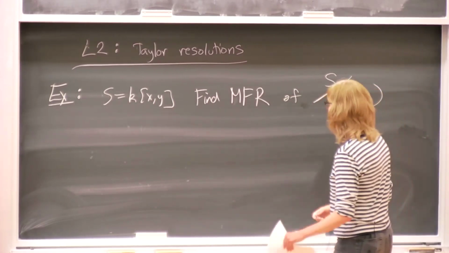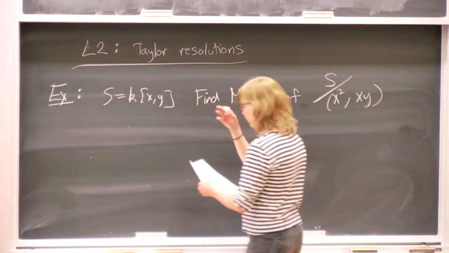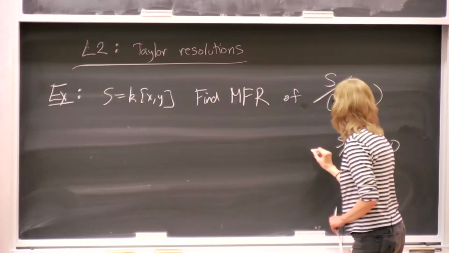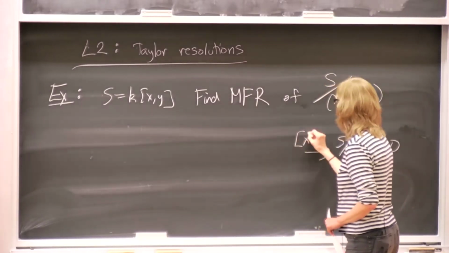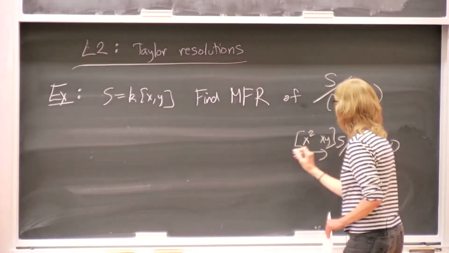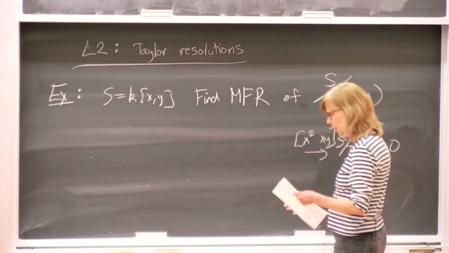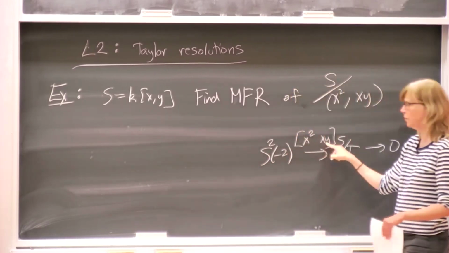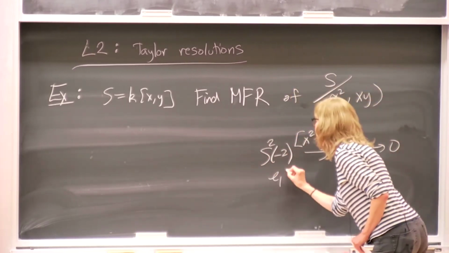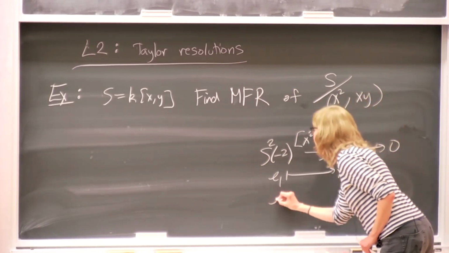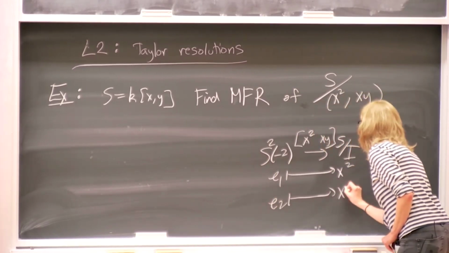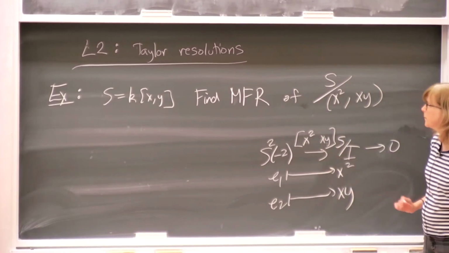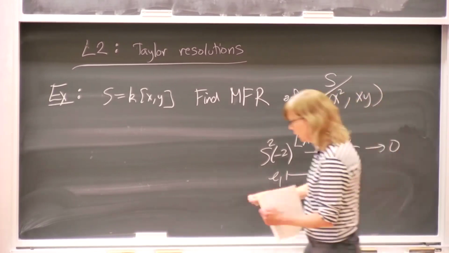Okay, so we start. S mod I goes to 0. The first matrix has an X squared and an XY. I'll put the shifts in: S(-2), they're both shifted by -2 because these are both quadratics. E1 goes to X squared, E2 goes to XY, and now you want to know what combination goes to 0. You want the kernel. But I want to be more careful with this.